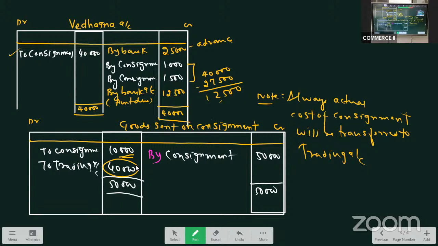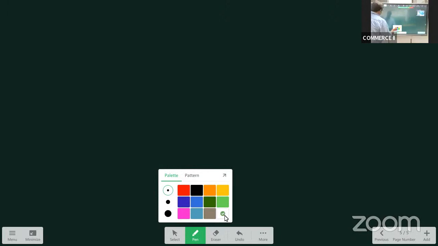Sri Charani informed through an account sale that 180 cases are sold at 520 each. So 20 cases are still unsold. Expenses paid by Sri Charani were freight 800, and commission has to be calculated at 5% on sales. Okay, so we'll take question number 12, page number 82.